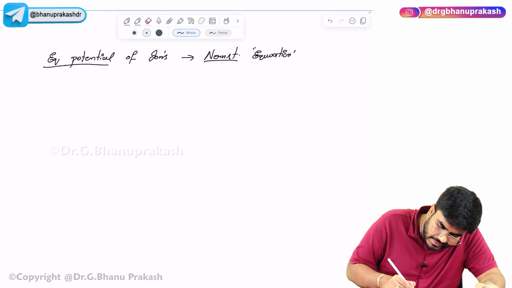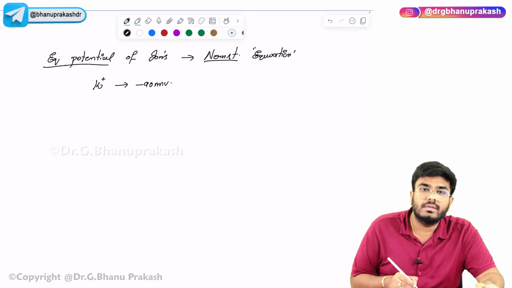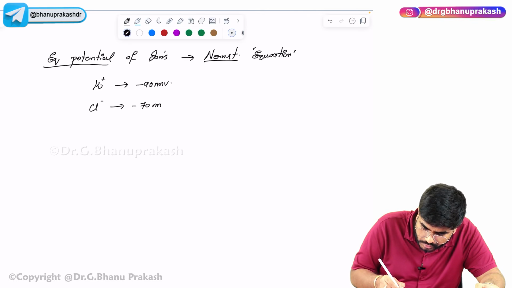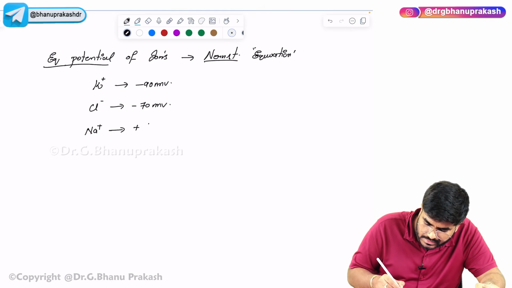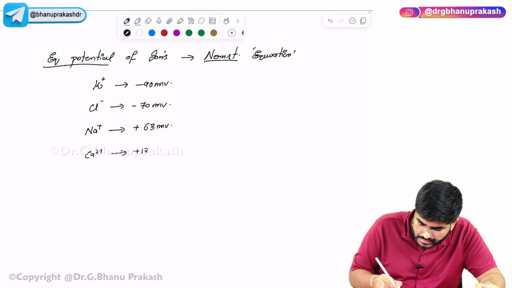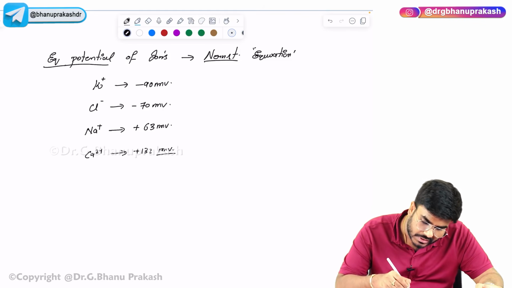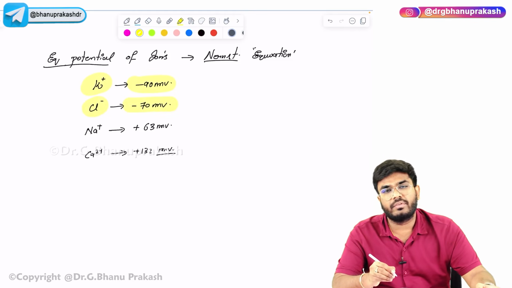For example, what is the potassium equilibrium potential? Minus 90 millivolts. What is the equilibrium potential of chloride? Minus 70 millivolts. Equilibrium potential of sodium is somewhere around plus 63 millivolts. Equilibrium potential of calcium is plus 132 millivolts, something like that. The important ones for your exam are potassium and chloride.